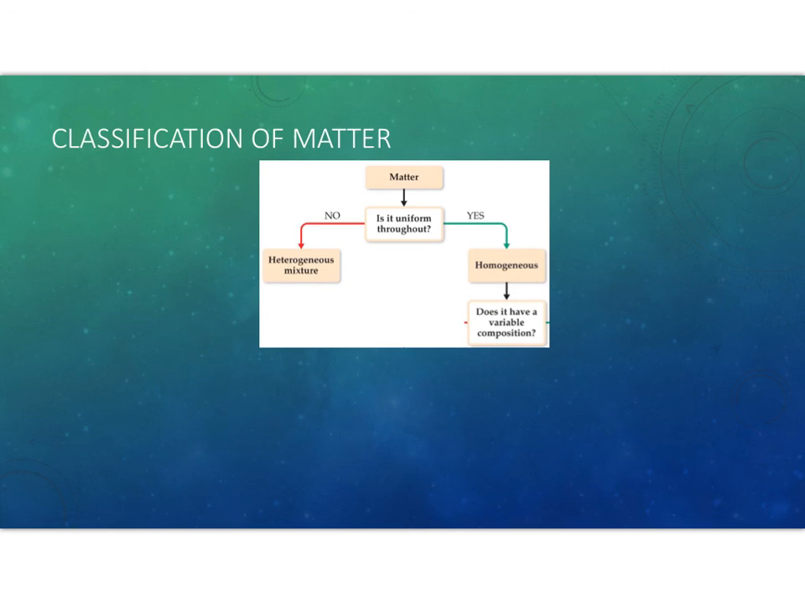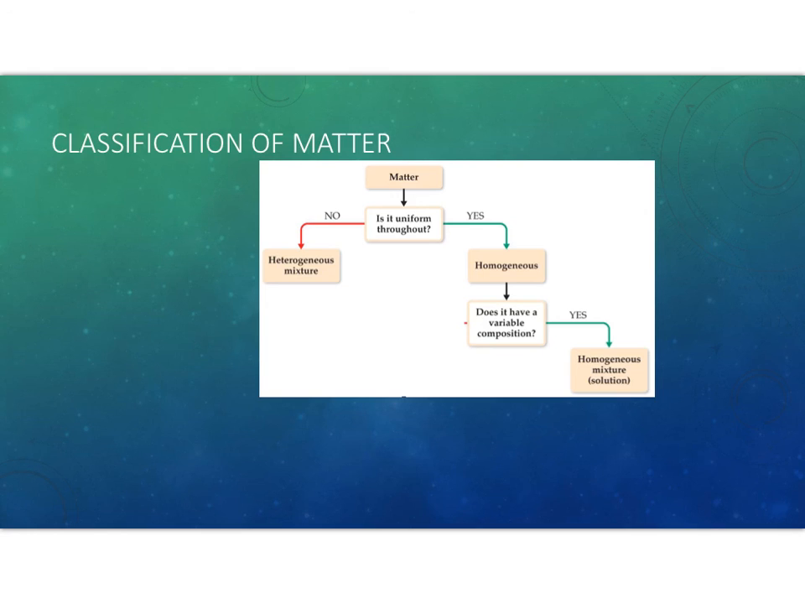Remember that composition refers to what makes up that substance. If it has variable composition, it means every time I take a sample of matter, the ratio of one substance to another substance changes. If the answer is yes, my substance has variable composition, then I have a homogeneous mixture on my hands. This was that salt water example that I gave you. The ratio of salt to water particles will vary for every single sample that I take. Because it has variable composition, it means I have a mixture.